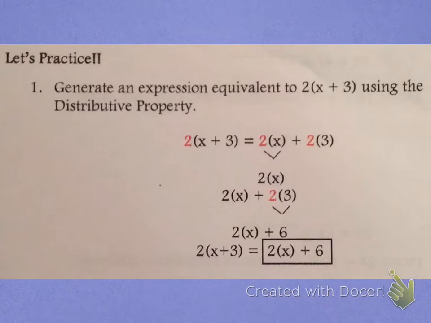Let's practice. Number 1 says generate an expression equivalent to 2(x + 3) using the distributive property. The number in red is the number we are distributing to the other numbers. So we would take 2 and multiply it times x, and take 2 and multiply it times 3. So 2 times x equals 2x. Then we take 2 times 3, which is 6. Bring down your 2x, and then we have 2x + 6 for our final answer.